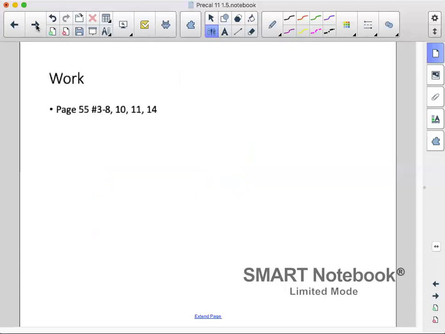Now, practice work for this section can be found on page 55, numbers 3 to 8, 10, 11, and 14.